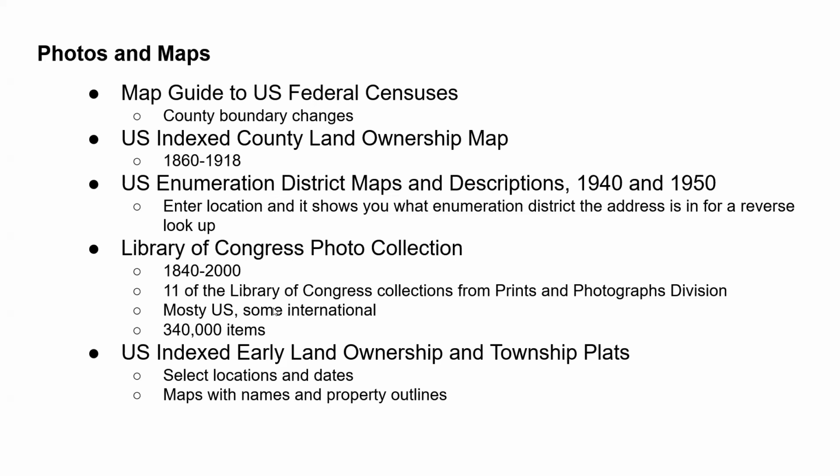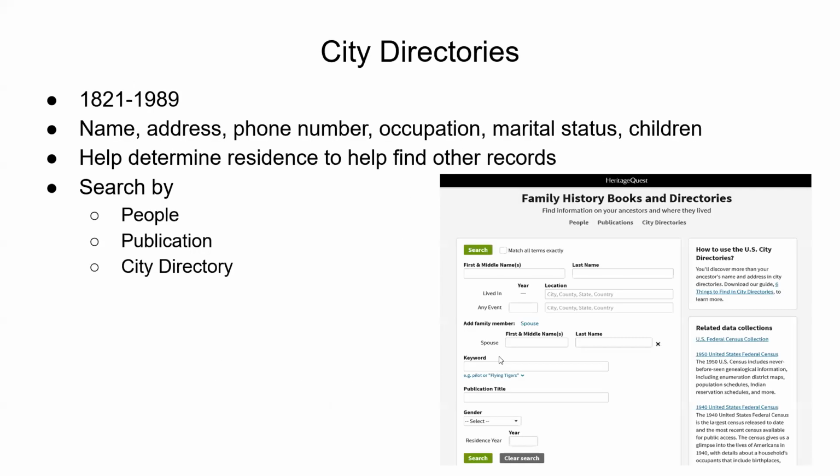Enumeration maps, photo collections, and land ownership maps. These are cool. They actually have like the lines of where the property lines are, how many acres it was, and who owned them. And then here's the city directories and the information you can find with that.